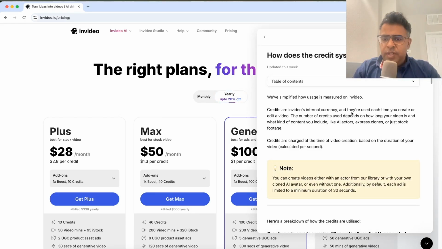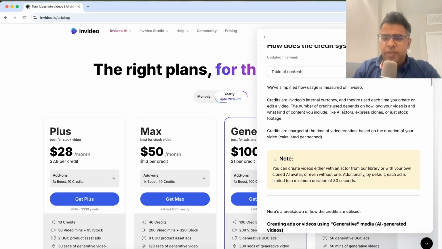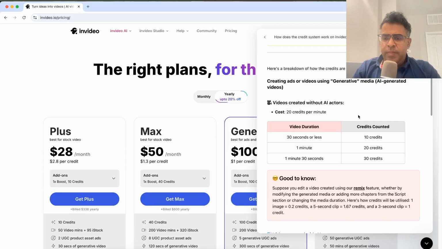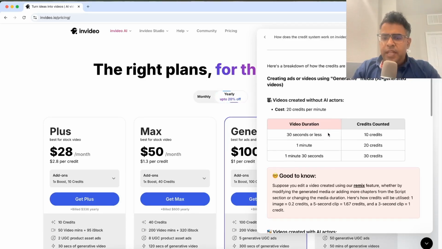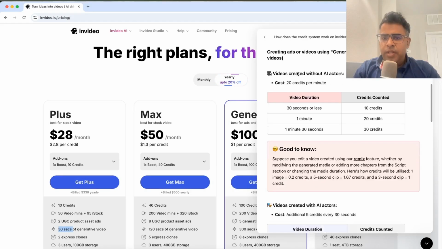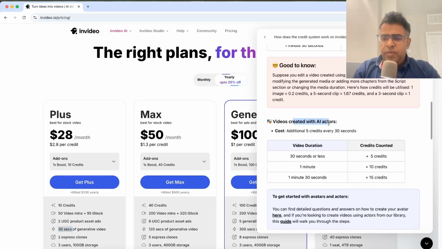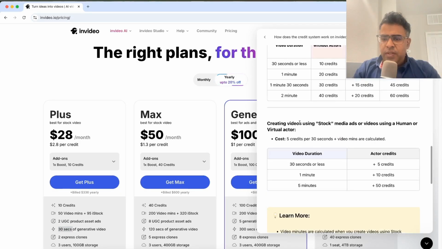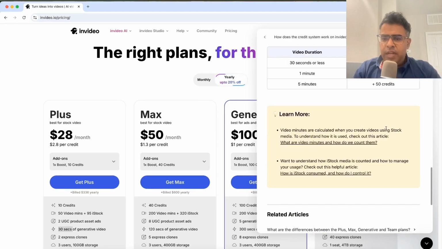Credits are InVideo's internal currency. They're used each time you create or edit a video. The number of credits depends on how long your video is and what kind of content you produce. Here is a breakdown. A 10-second video duration without AI actors, a 30-second video is 10 credits, right? This is what they're referring to here. The 30 seconds generative product. And then there are videos with AI actors, creating videos using stock media ads, using human or virtual actors.